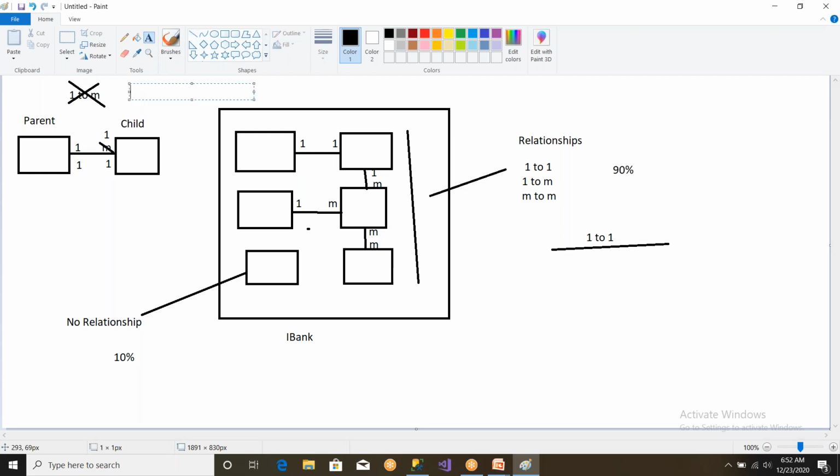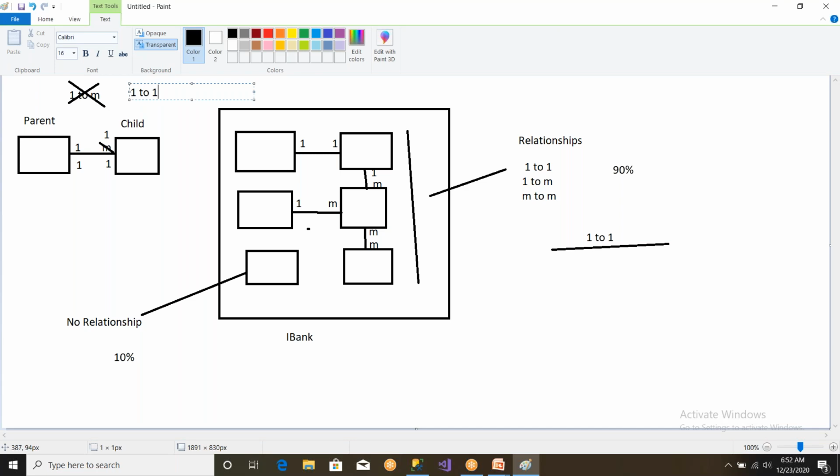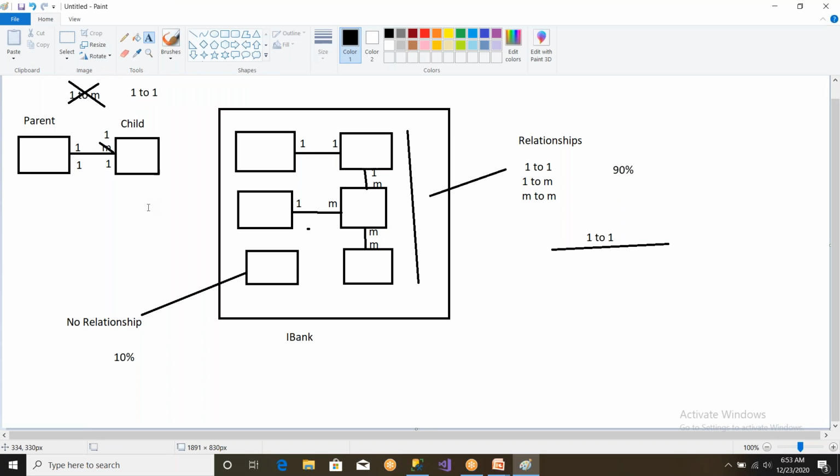Clear? So you cannot say parent and child are always one to many. That is completely wrong. It depends upon the project on which you're working. So you cannot blindly say parent and child is one to many always. That is completely wrong. In China, it is not true.